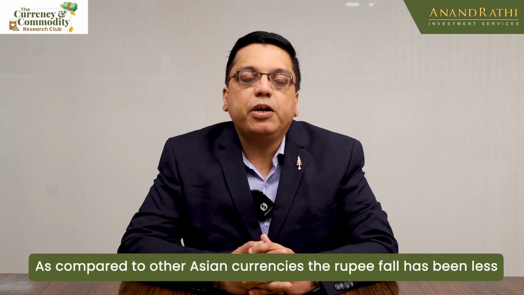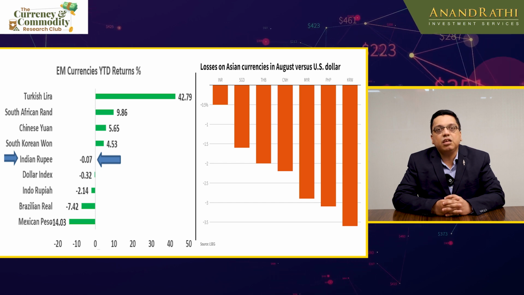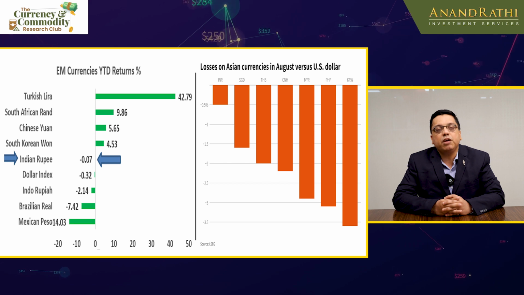As compared to other Asian market currencies, the fall was less, because, as we have seen in the chart, on a year-to-date basis as well as in the last month, the rupee's fall has been less as compared to other Asian emerging market currencies, because the RBI has been successfully managing the currency at higher levels as well as on the lower levels.